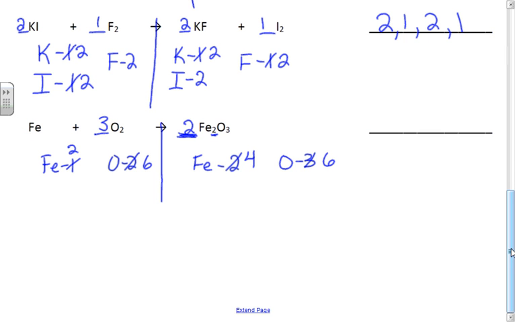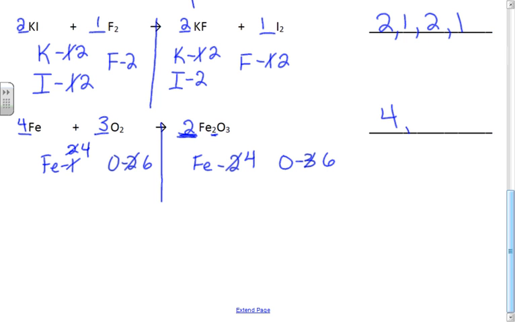And instead of having a 2 out front, we actually need to have it be a 4. And now if we check iron, we have 4 on each side. Oxygen, we have 6 on both sides. That'll happen sometimes where you fix something, and then later on, whenever you put a coefficient to fix something else, you end up changing what you already fixed the first time. So it doesn't happen all that often, but ever so often you'll run across that.